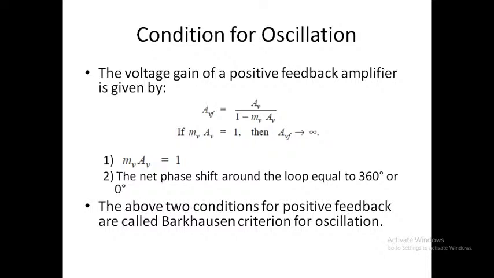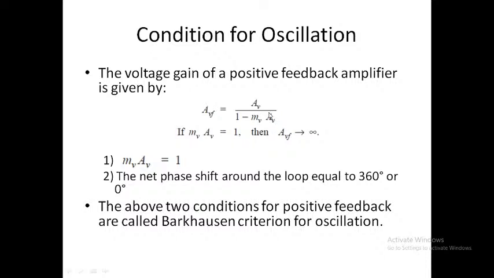Next is the condition for oscillation. You all know the condition for oscillation. Here you can see that for positive feedback, Avf is there. Avf is equal to Av divided by 1 minus Mv times Av. This Avf is the gain with feedback, or you can say the voltage gain with feedback, and this Av is the voltage gain without feedback.